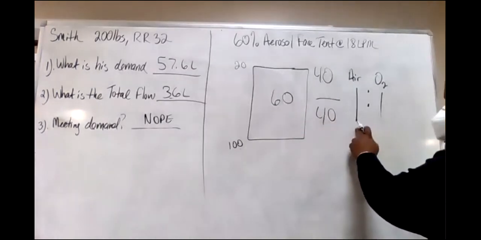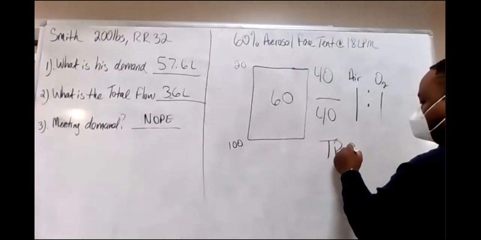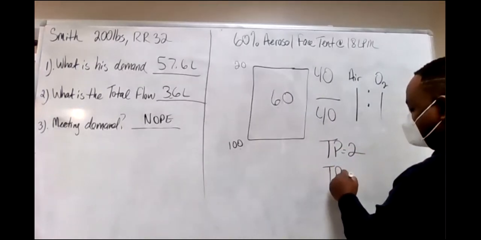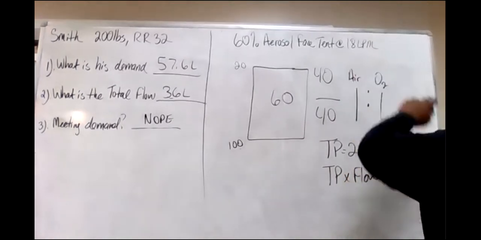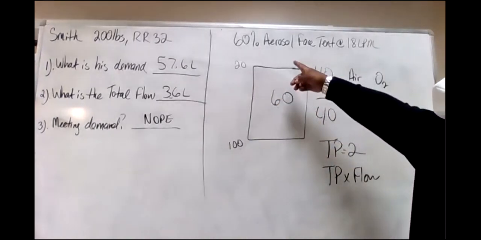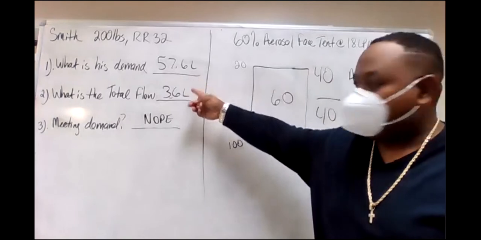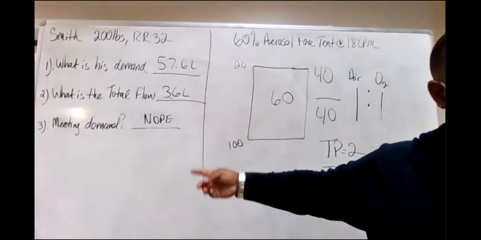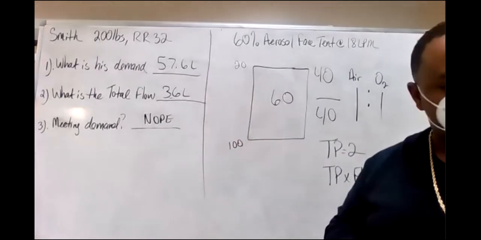So we have one part air, one part O2. So this is a total parts of two total parts. So total parts times the flow, right, is 2 times 18, which gives us 36. The total flow of this device is 36 liters per minute. He needs 57. We're only giving him 36, so we are not meeting his demand. All right, that is how you find total flow and demand, okay?